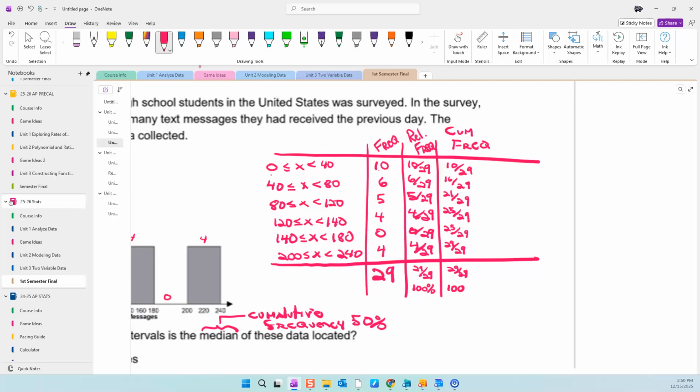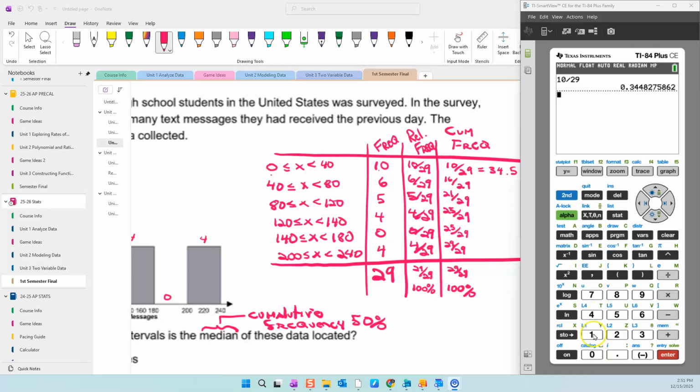Okay, so the median is going to be at the 50th percent here. So if I change these into percentages, 10 divided by 29, this is about 34.5. Okay, so the next one, 16 divided by 29, that's 55%.